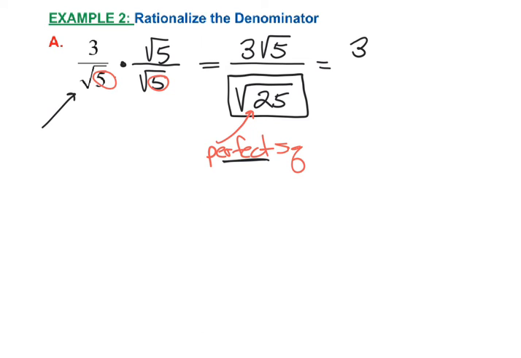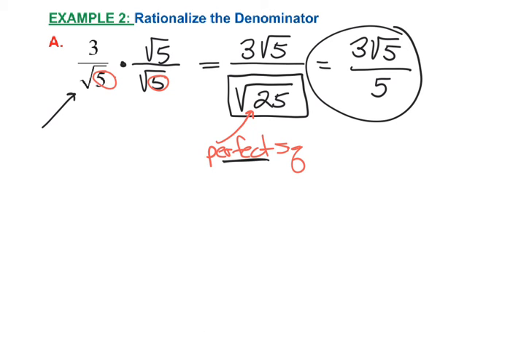So on top, we have 3 times the square root of 5. And on the bottom, since 25 is a perfect square, the square root of 25 is 5. And this is the simplified form of 3 divided by the square root of 5. To check ourselves, we could put that in the calculator and see if the decimal equivalent of this and this are exactly the same. But this is our final answer.